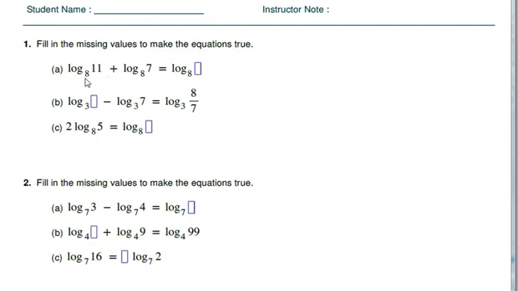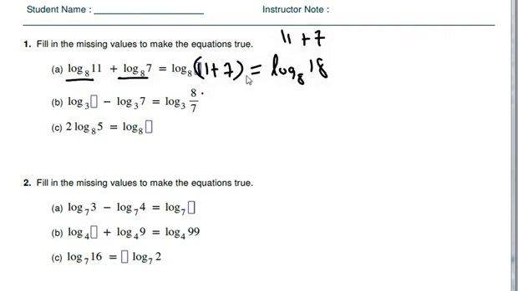We have log base 8 of 11 plus log base 8 of 7 equals log base 8 of something we don't know what that is. So alright, here we have a log of a plus log of b, so that's going to be 11 plus 7, so log base 8 of 18. That's 18 goes inside that box there.